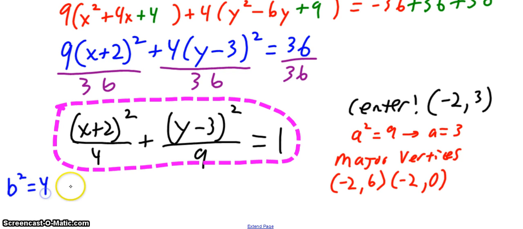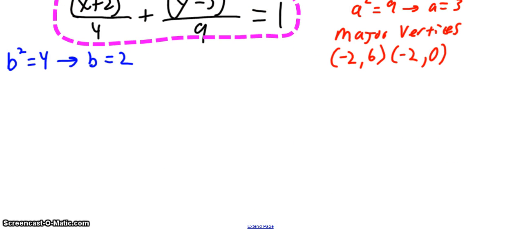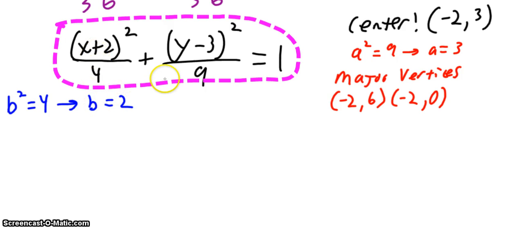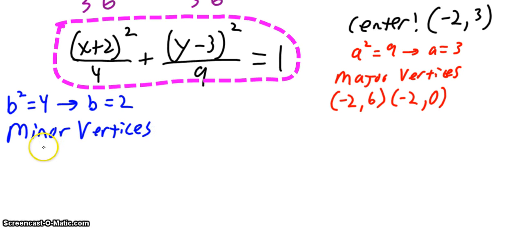b squared is 4, so b is 2, and since this was underneath the x values, this is going to get added and subtracted to the x value of the center. So my minor vertices are going to be negative 4, 3, and 0, 3.